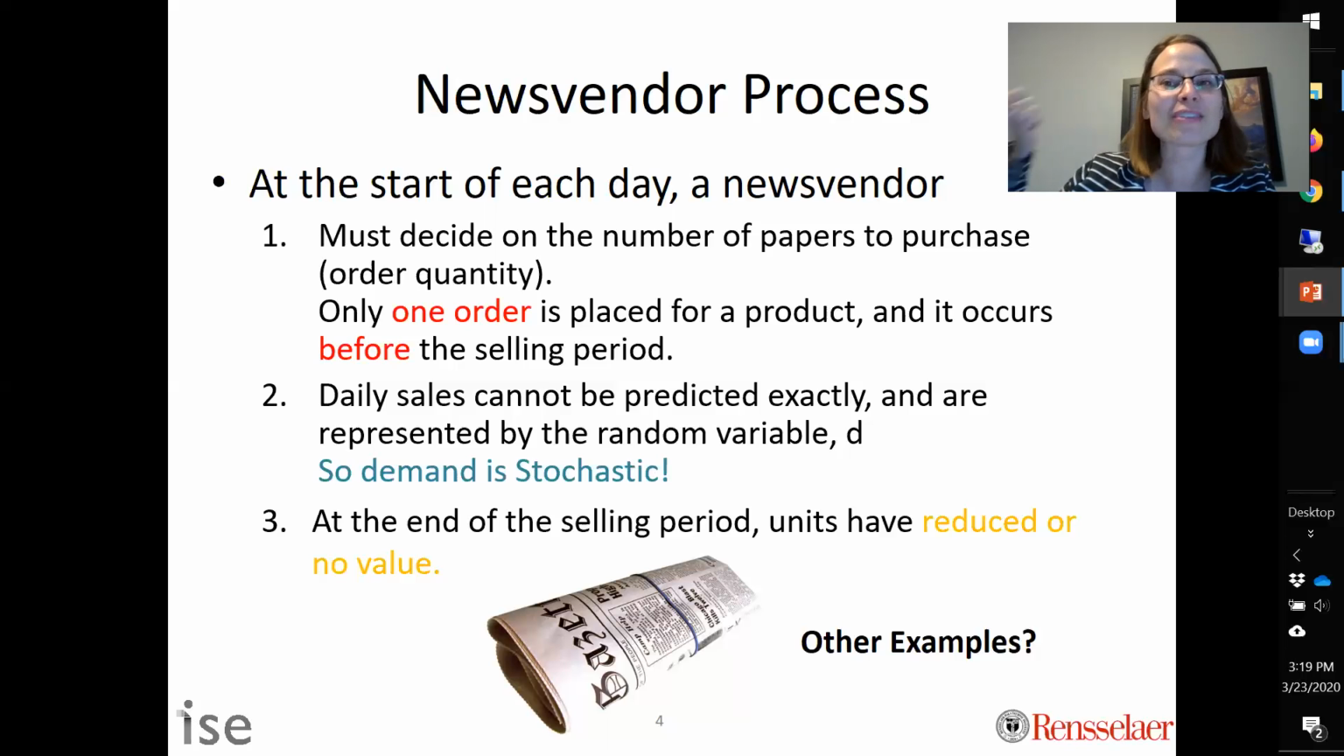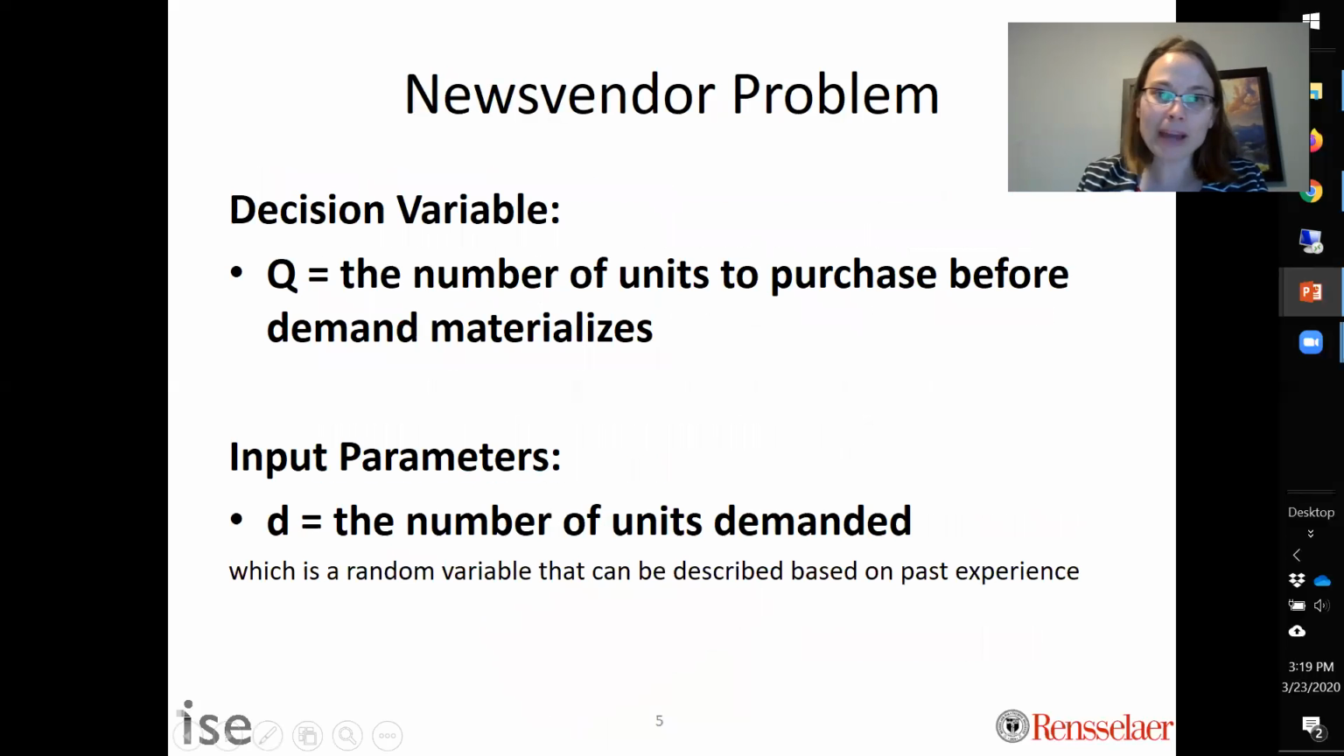I think thinking about it as a newspaper is actually quite helpful when we think about the math in this problem. All right, so as a reminder, the decision variable, what we get to decide, is Q, which is the number of units to purchase before demand materializes. And an input is the demand, so the number of units demanded. We'd love to know that exactly. Unfortunately, this is a random variable, and so we can estimate it. We might have a mean and a standard deviation. We know its distribution, but we don't know exactly what's going to happen every day, okay?